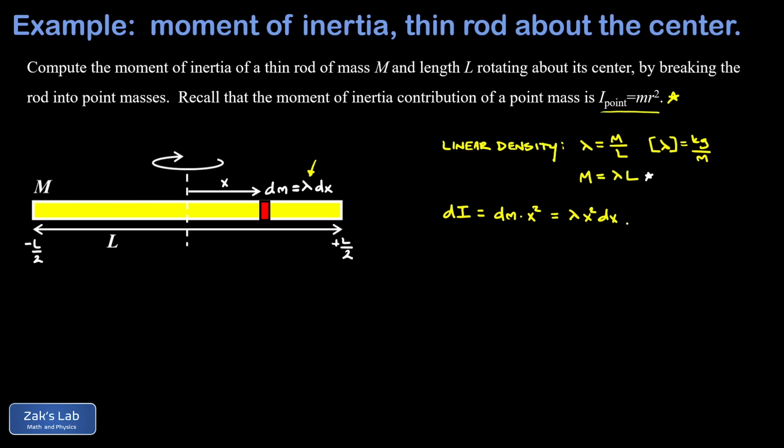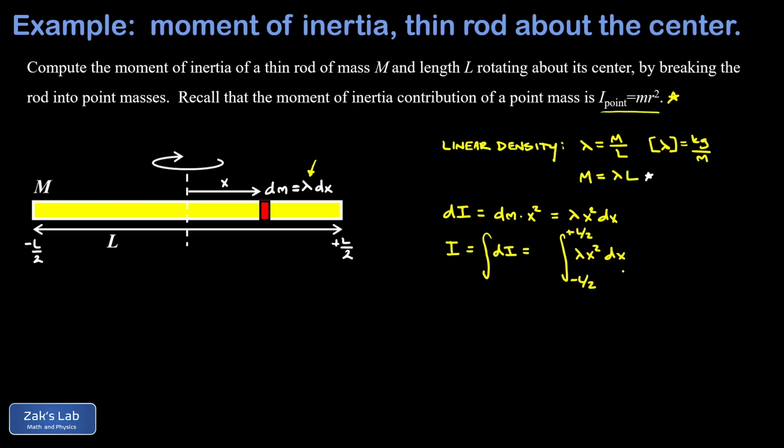Once we've managed to write the moment of inertia contribution entirely in terms of a single variable, we're ready to add these up by using integration. So we can say the total moment of inertia is the sum of all the moment of inertia contributions. That's what an integral does. It's a continuous sum. So we write integral of dI. Then we plug in our expression for dI in terms of x. So we have the integral of lambda x squared dx. And we can put our limits of integration in. So the lowest value of x, again, was negative L/2. The highest was positive L/2.